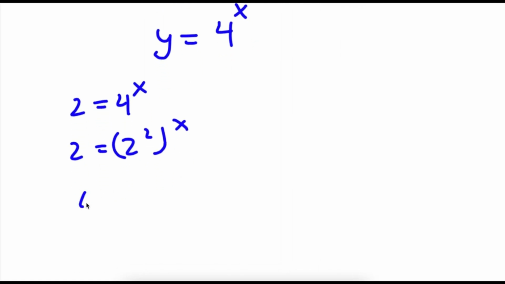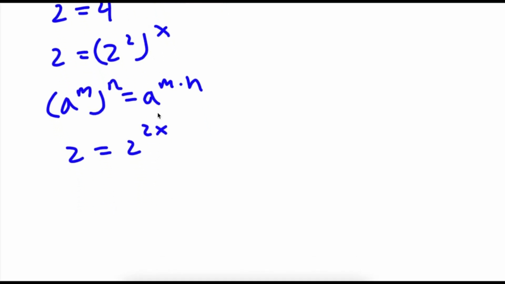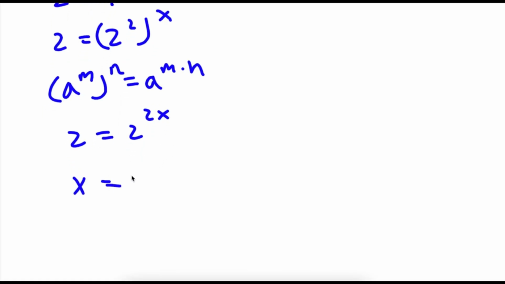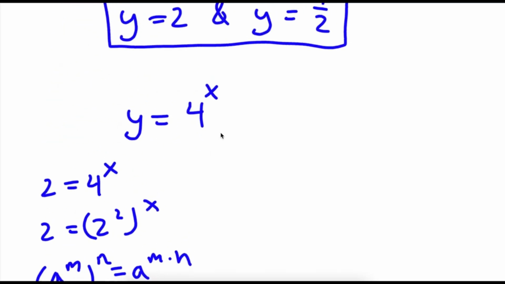And if I have something in the form a to the power of m to the power of n, this is equal to a to the power of m times n. So this is equal to 2 is equal to 2 to the power of 2 times x, which is simply 2x. And now, the only thing that would work is x is equal to 1/2, because 2 would have to be to the power of 1 to equal 2, and 2 times 1/2 is 1. So x is equal to 1/2.